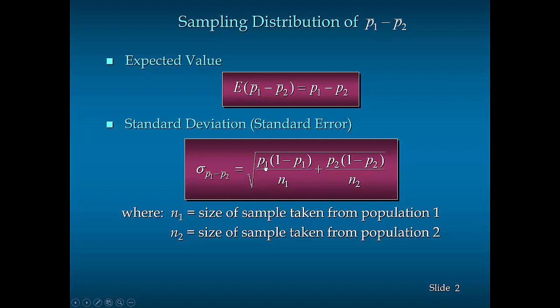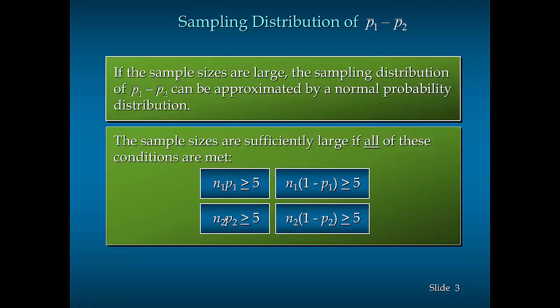It's the proportion times one minus the proportion, divided by its sample size. So n1 is the sample size that we're taking from population 1. And then do the same thing over here, and take the square root of the whole thing. So if the sample sizes are large enough, if n1 and n2 are large enough, the sampling distribution can be approximated by a normal probability distribution.